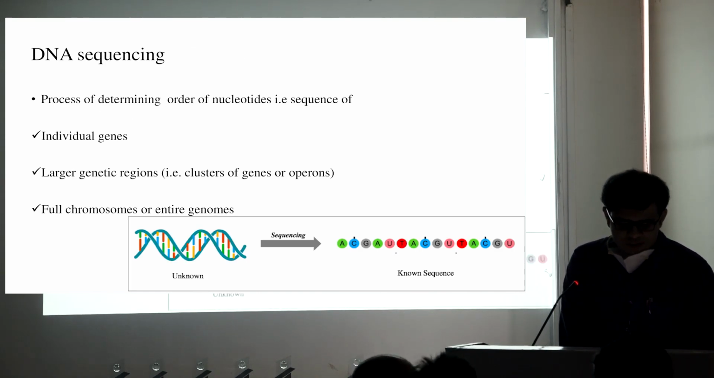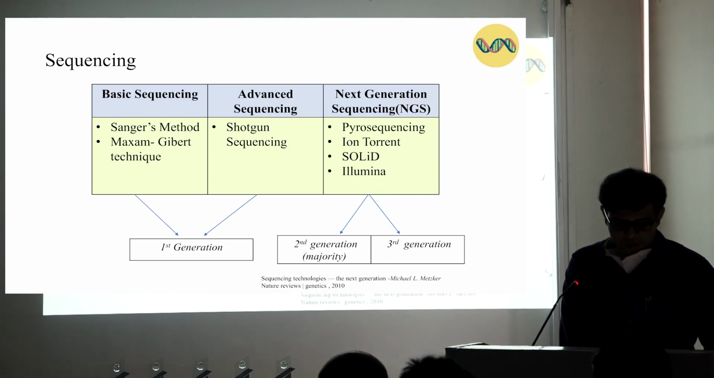Now, just a small thing about that. What is DNA sequencing? It is the process of determining the order of nucleotides. So what is the sequence of the nucleotides? Individual genes, larger genetic regions, or the full chromosome or the entire genome.